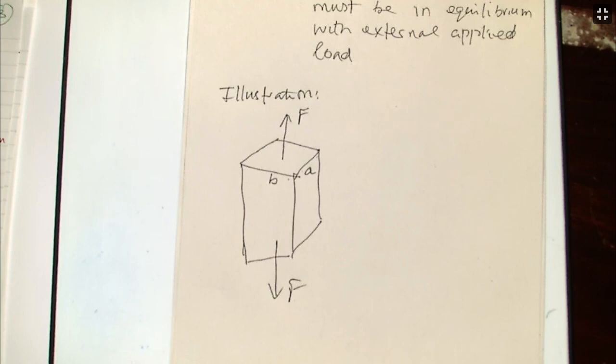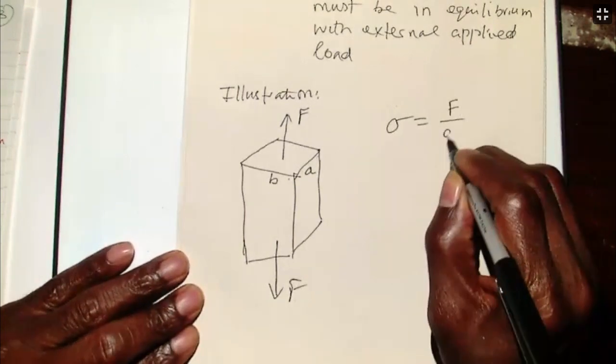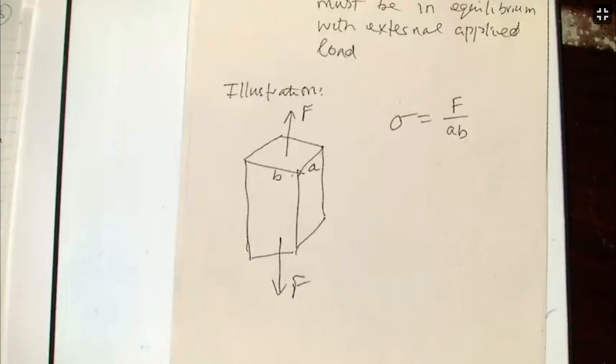Right. What is it? It's not zero, definitely. Force over area. You've done your tensile test. This is a simple test that you did in your first year. So the stress is force over area, which is force over AB. And that will be the same everywhere within that bar.